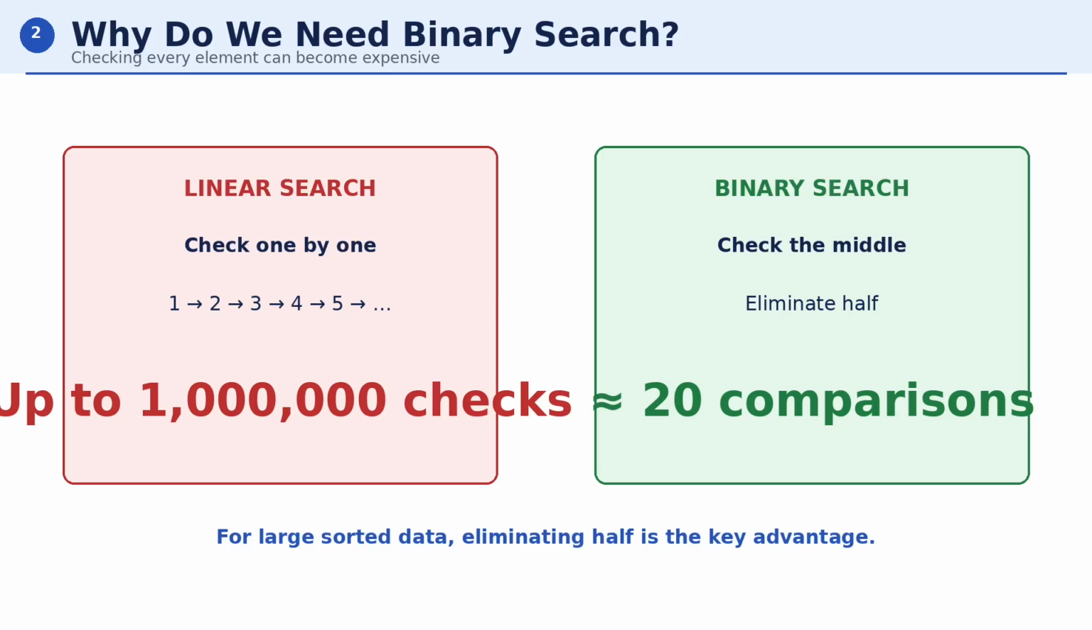Let's imagine we have an array containing 1 million numbers. We want to find one particular number. If we use linear search, we start from the beginning, we check the first number, then the second, third, and we keep going. In the worst case, we may need to check all 1 million elements. Now, binary search takes a completely different approach. Instead of checking one element at a time, it asks, can I eliminate half of the data? And if it can eliminate half, it does. Then from the remaining half, it eliminates half again and again. That's why binary search is so efficient.